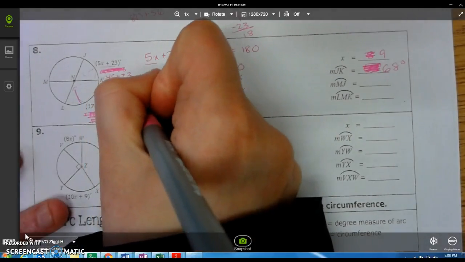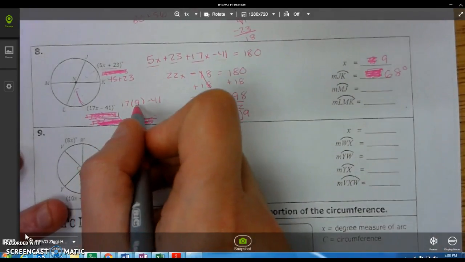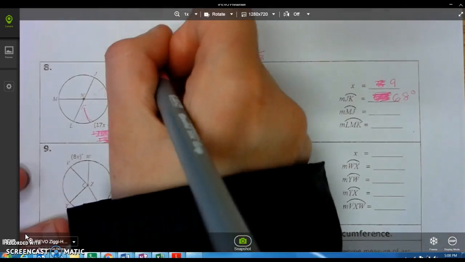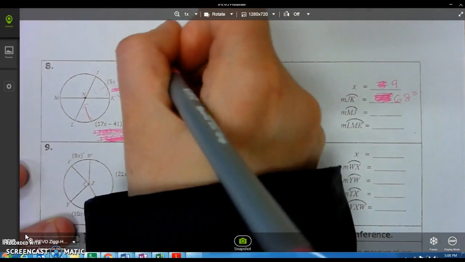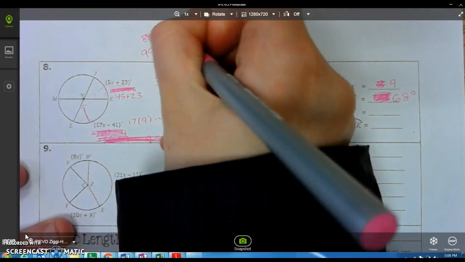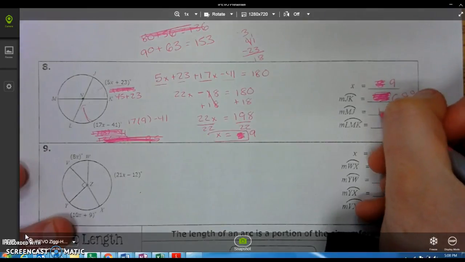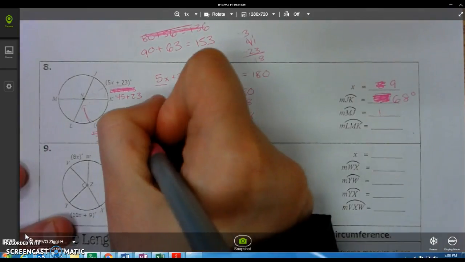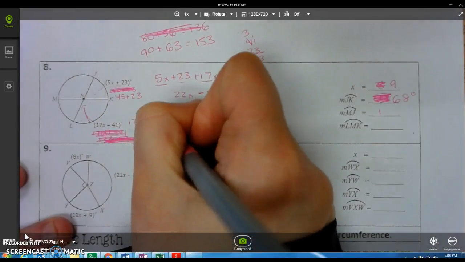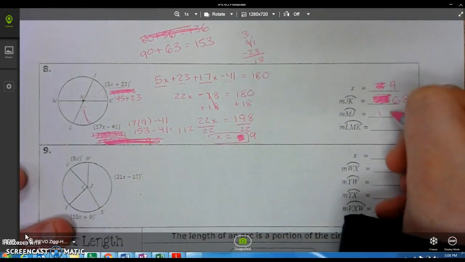So all I got to plug in is that one. So 17 times 9 minus 41. The easiest way to do this is 10 times 9 plus 7 times 9. So 10 times 9 is 90, plus 7 times 9 is 63. It's going to be 153. 153 minus 41 is going to be 112.